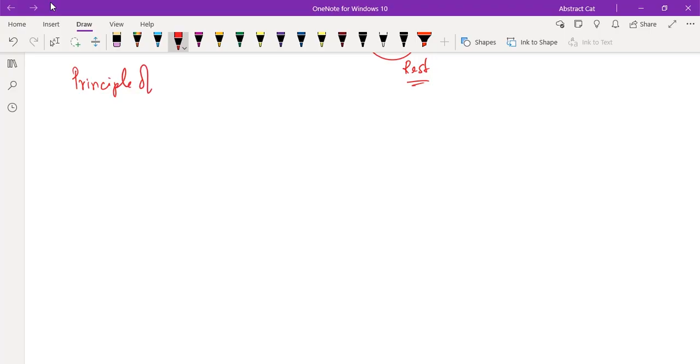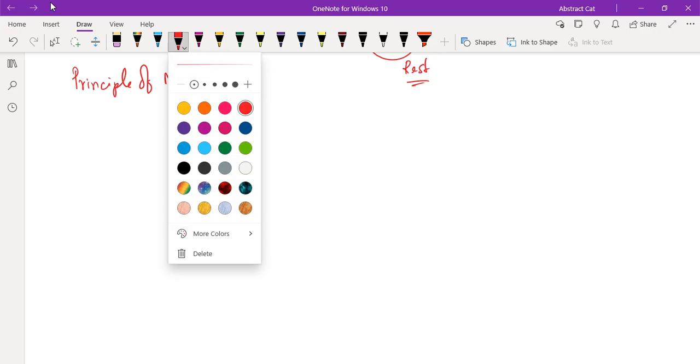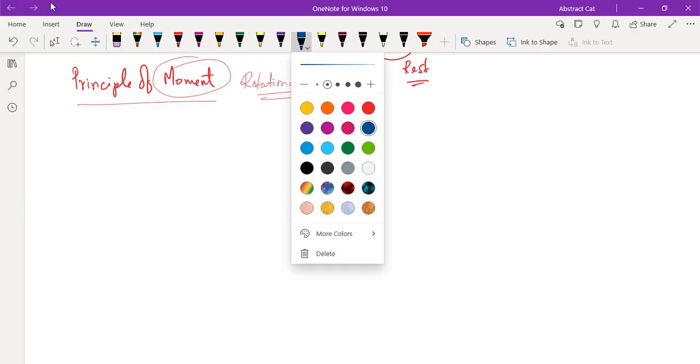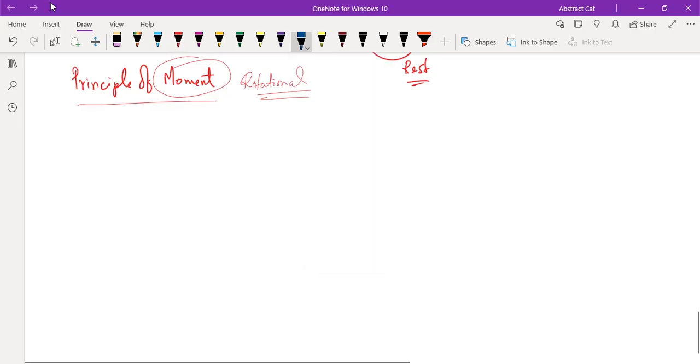Principle of moment. Okay, what is the principle of moment? So principle of moment is very easy. There is a clockwise direction and there's an anti-clockwise direction. So in case of principle of moment, that is rotational, either clockwise or anti-clockwise rotation. So in case of moment, the body rotates clockwise or anti-clockwise.